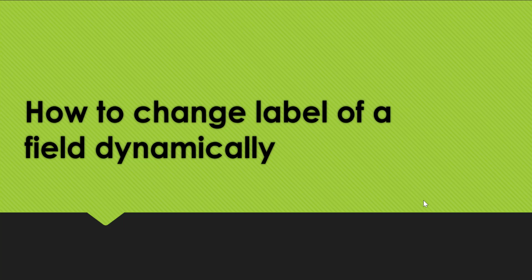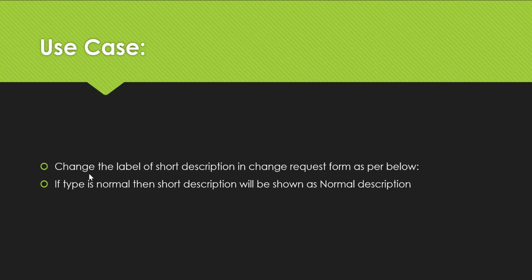Sometimes you will get a requirement where you need to change the label of a field dynamically. So how will we do that? We'll see today. For implementing this, we'll take one use case: change the label of the short description in the change request form as below.